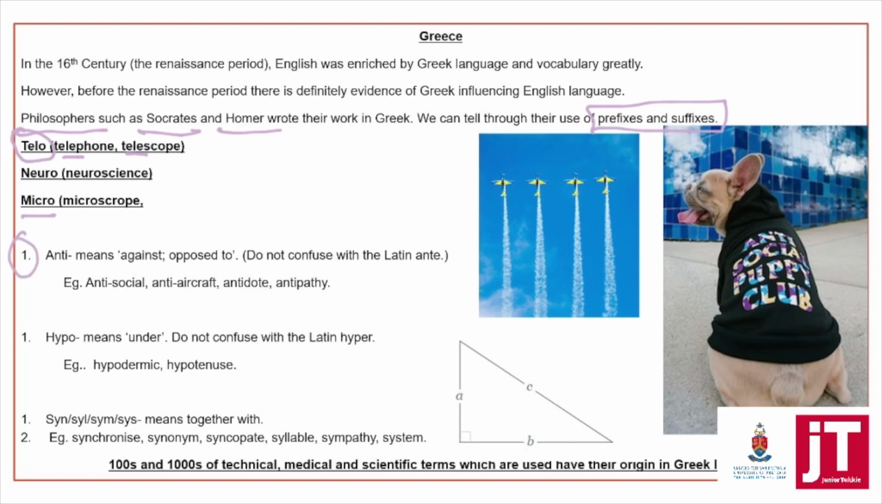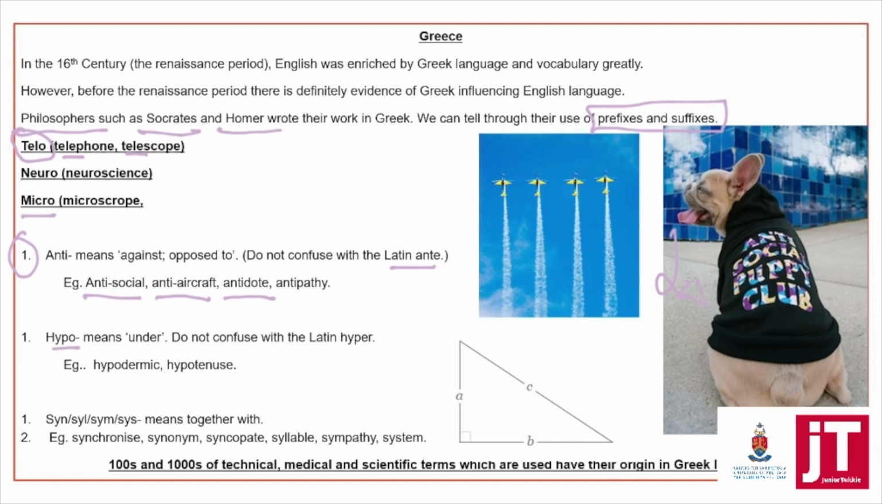Anti means against, okay? There's also the Latin ante. Anyway, antisocial, anti-aircraft, antidote, okay? All of these are examples of when anti is used, which means the opposite. So have a look at this puppy over here. Do you see him? He's on the right-hand side. His jersey says the Antisocial Puppy Club. It means that he doesn't like to socialize. In fact, he's opposed to socializing with others.